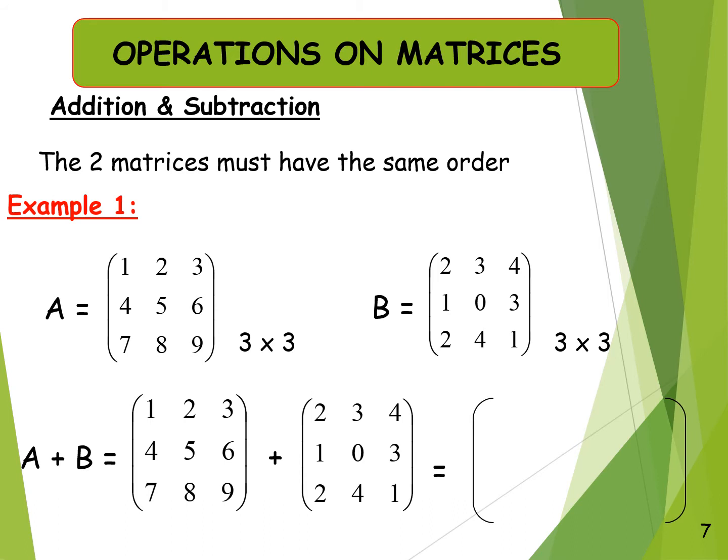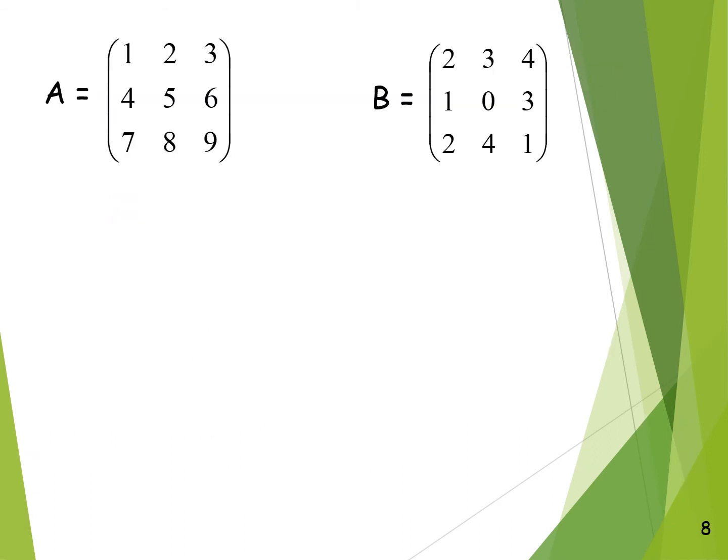So A plus B equals 1 plus 2 equals 3, 2 plus 3 equals 5, 3 plus 4 equals 7, 4 plus 1 equals 5, 5 plus 0 equals 5, 6 plus 3 equals 9, 7 plus 2 equals 9, 8 plus 4 equals 12, and 9 plus 1 equals 10. To subtract matrix B from matrix A, we simply subtract corresponding elements.